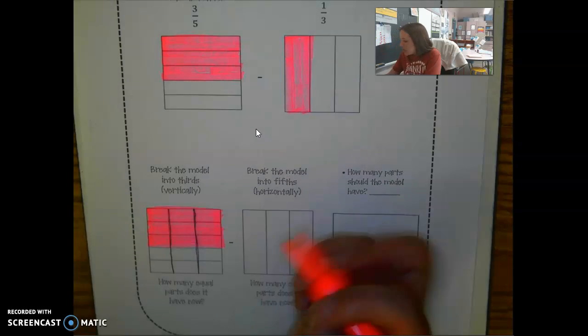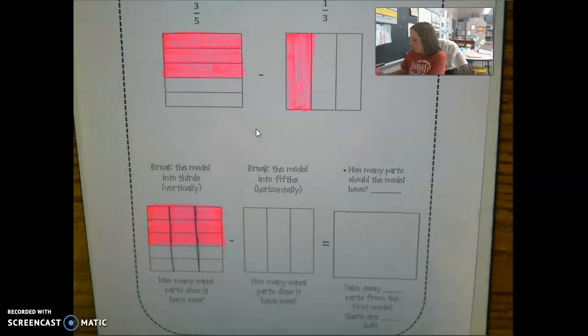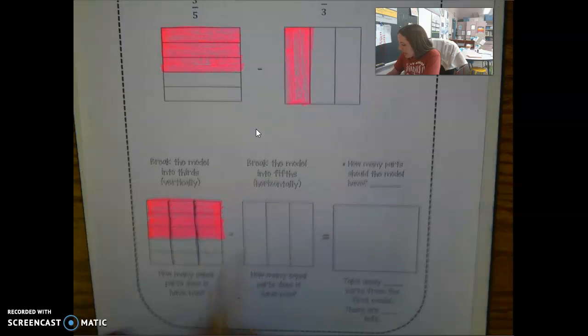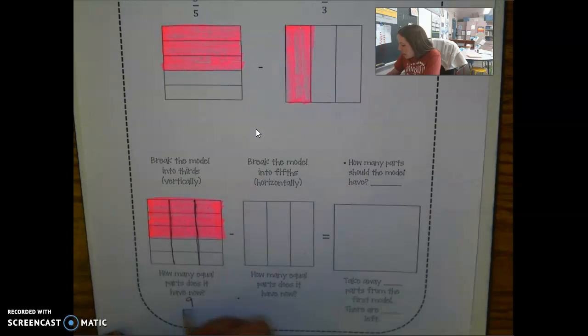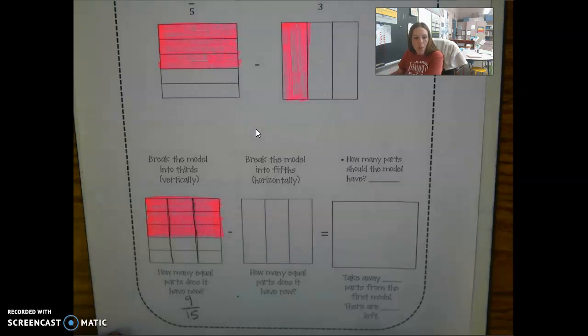Okay, so now instead of 3/5, let's see what I have. I have 1, 2, 3, 4, 5, 6, 7, 8, 9. I have 9 out of how many? 1, 2, 3, 4, 5. 5, 10, 15 out of 15. Okay.